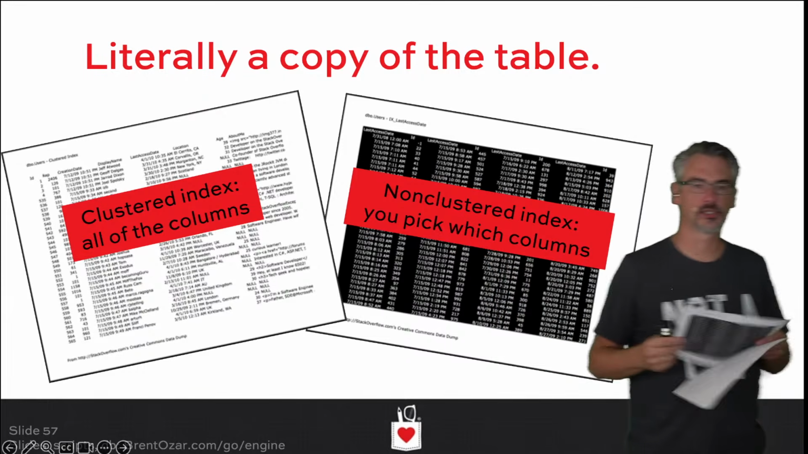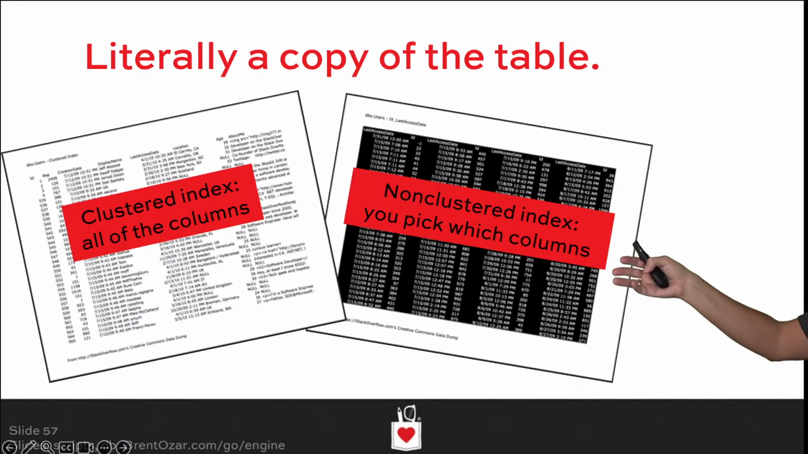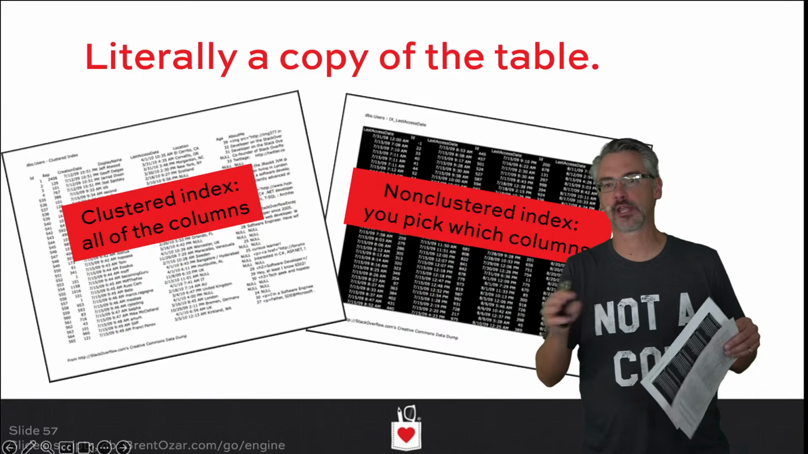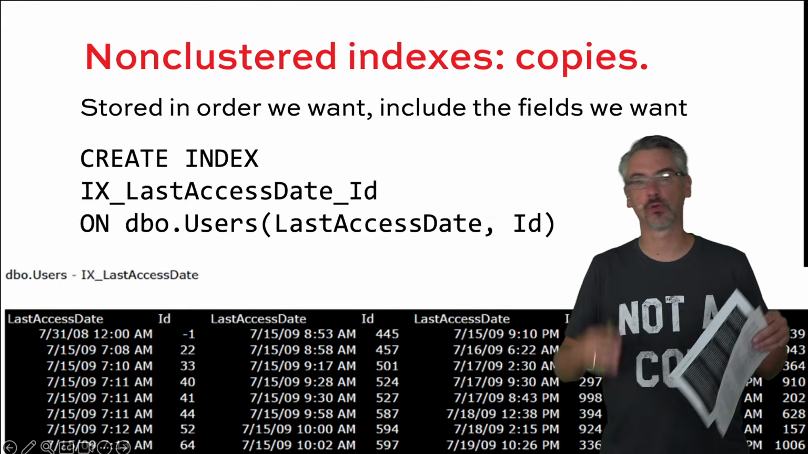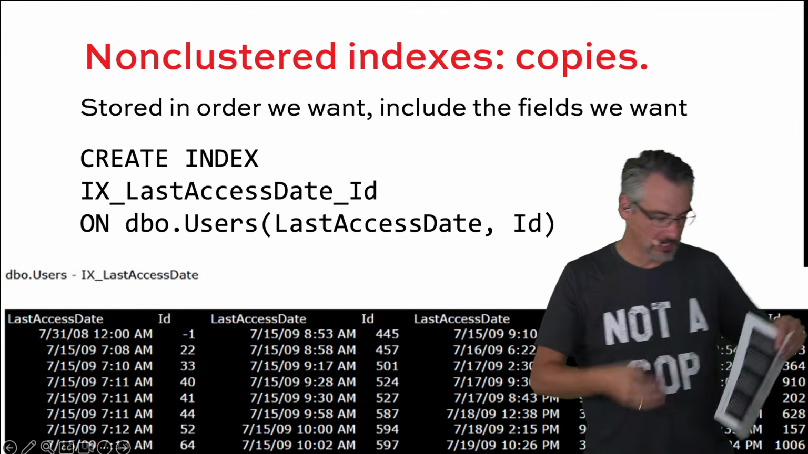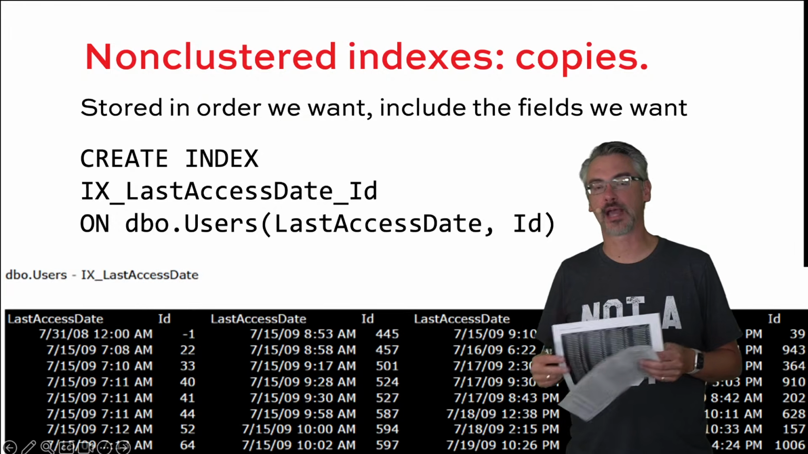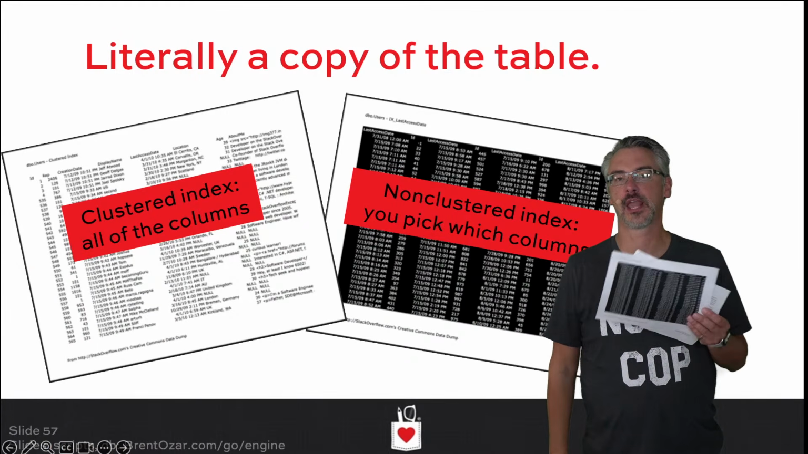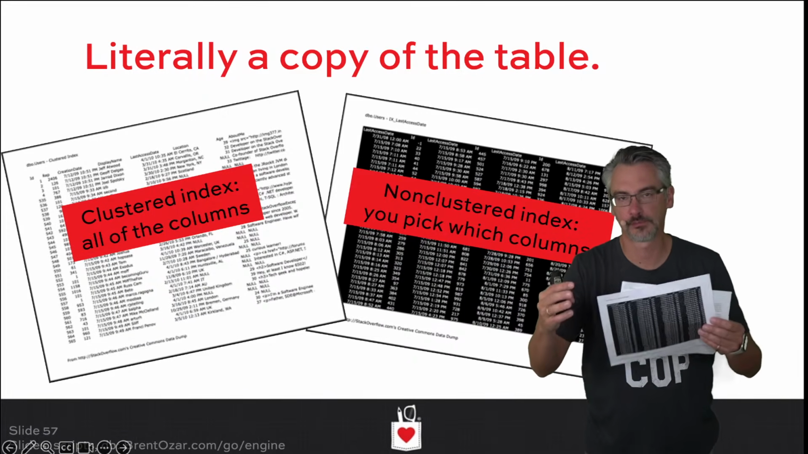Non-clustered indexes just let you choose which columns are on the index, which is really useful if I need to make a specific query go faster. For example, let's say that I need to quickly find people organized by last access date, like we've been doing so far. I can create an index sorted by last access date, and it is literally another set of 8K pieces of paper with exactly the same number of rows.